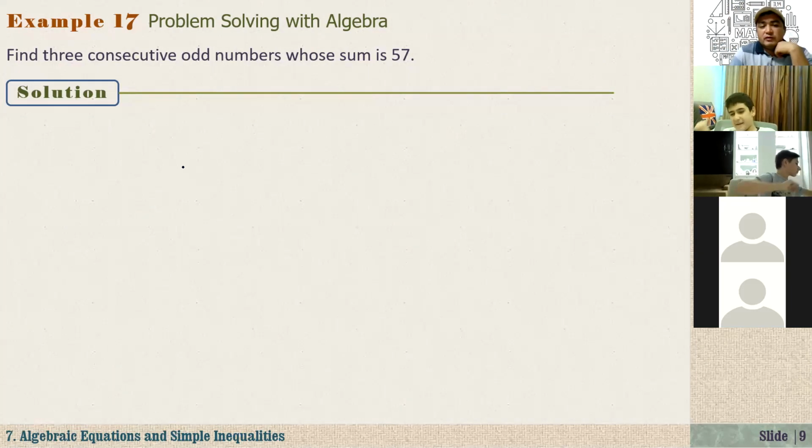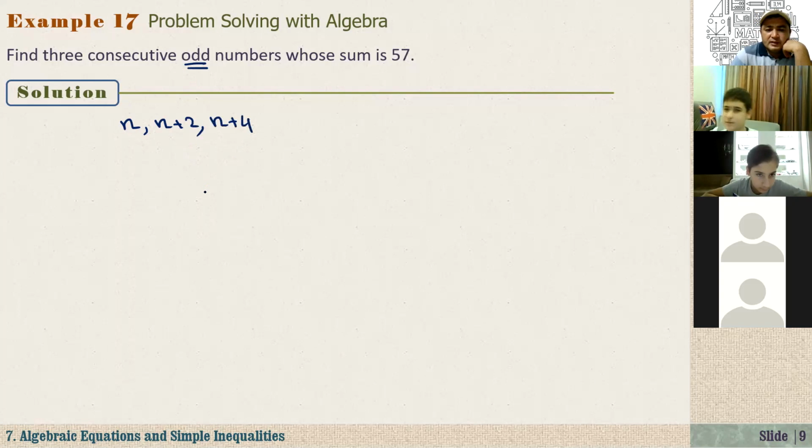Find 3 consecutive odd numbers whose sum is 57. Right? Let the first number be n. So we are talking about odd numbers, right? So the next number should be n plus 2, and the third number should be n plus 4. So the sum of these numbers, n plus n plus 2 plus n plus 4, is equal to 57. So we have to find those 3 numbers.